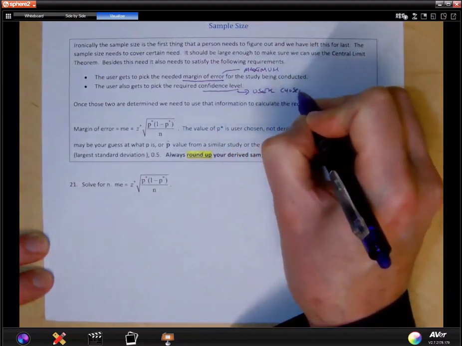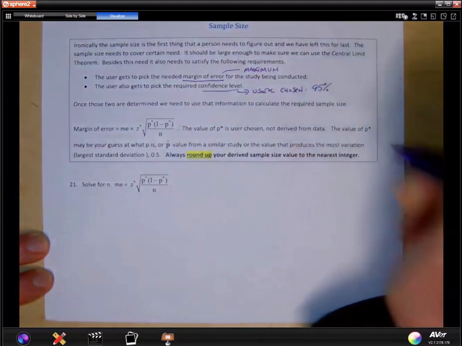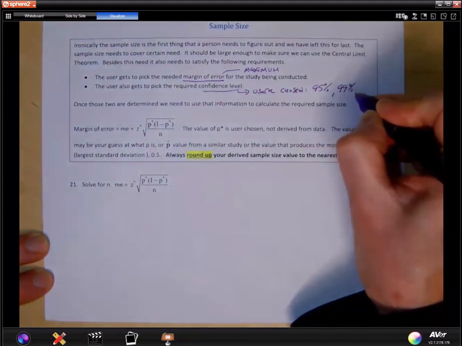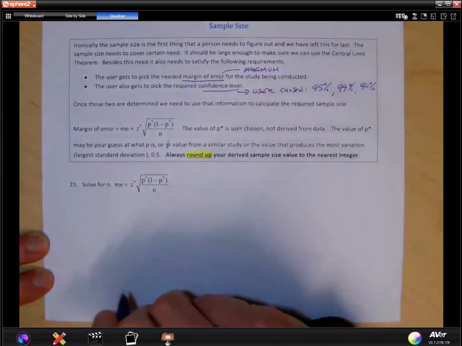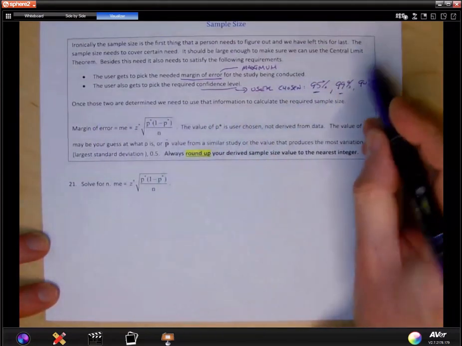But as has been mentioned before, 95% is the most common thing you choose, followed by 99%. And once in a while, you'll see 90%, but not too often. Once those two are determined, we need to use that information to calculate the required sample size.